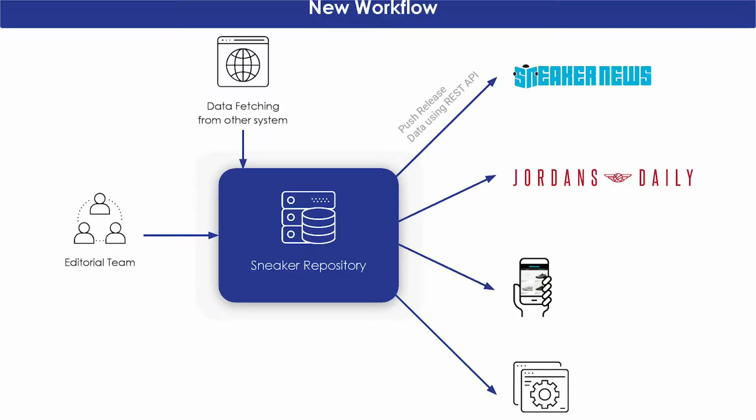And we use the WordPress REST API in order to pull that data from the repository. There were some interesting challenges while working on this, such as how we would sync the comments and ratings of different data and share them among the different systems. So this is a new workflow where the editorial team now just updates the repository, and that repository pushes the data among the different systems.